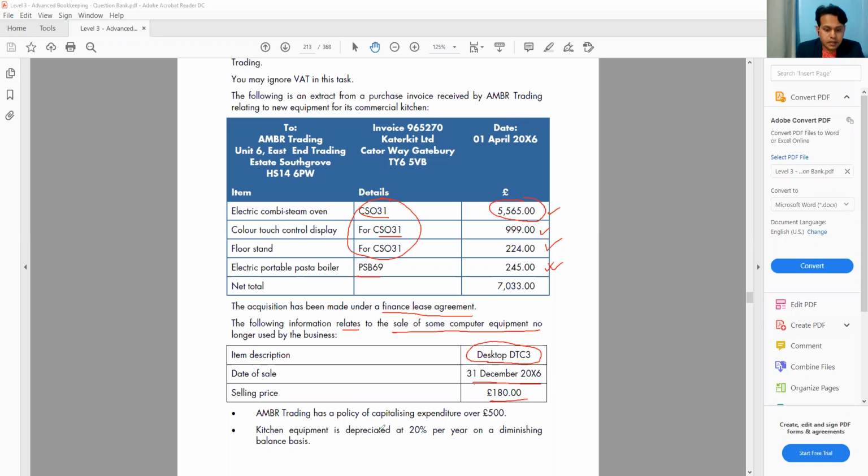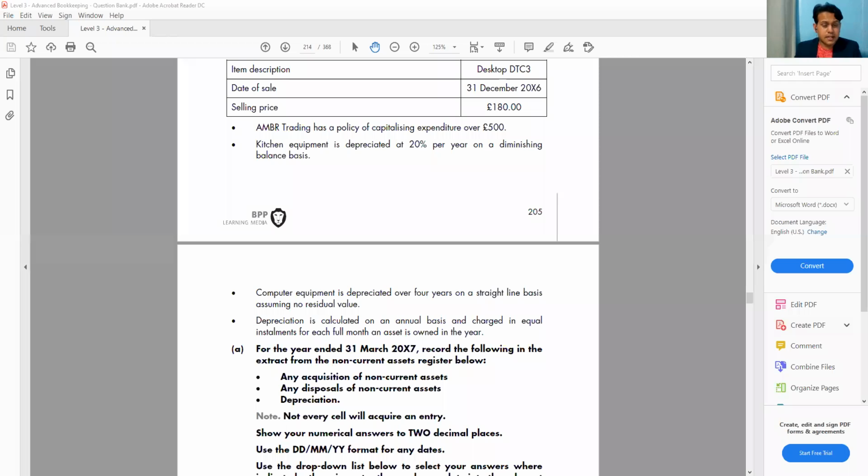From here, I can see we have some more information about the policy of the organization. It says Amber Trading has a policy of capitalizing over 500. So if I buy a non-current asset and the cost is more than 500, only in that case can I capitalize it. If something is less than 500, I'm not going to capitalize it. Even if I buy something and the cost is less than 500, I'm not going to record it as a non-current asset on my non-current asset register. This is the company policy.